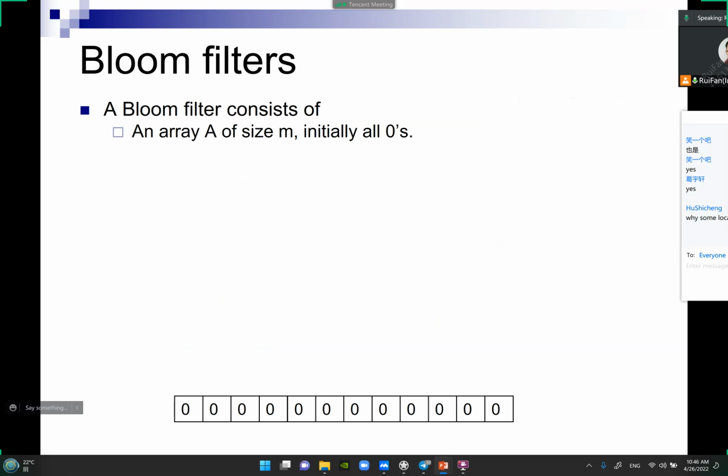All right, so now let's see how Bloom filters work. The Bloom filter is actually a very simple data structure. What you do is construct an array of size m. You get to pick how large you want to make your Bloom filter, and this is actually a bit array, so all the values are either 0 or 1, and initially they're all zeros.